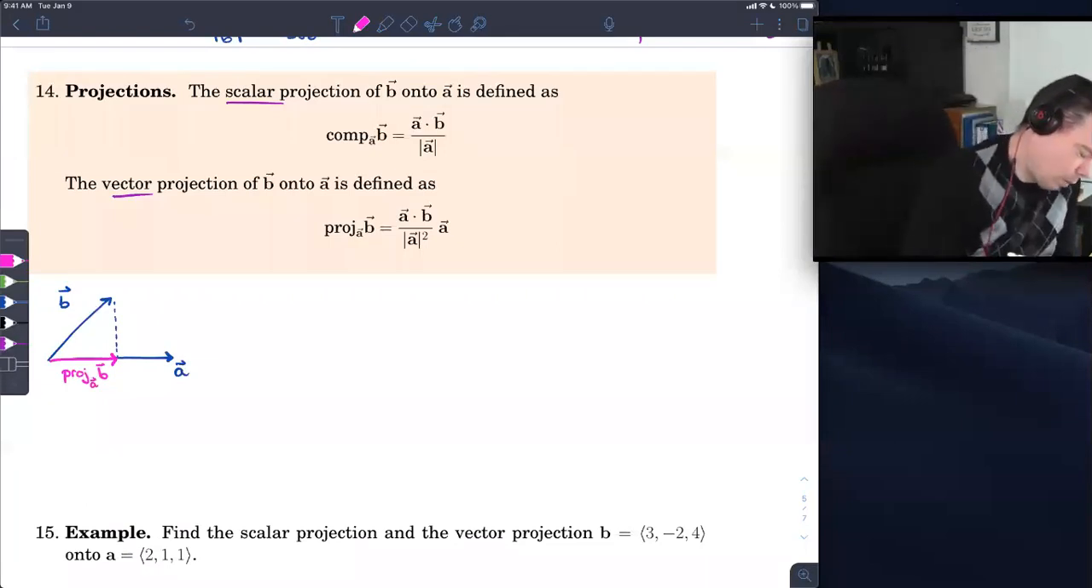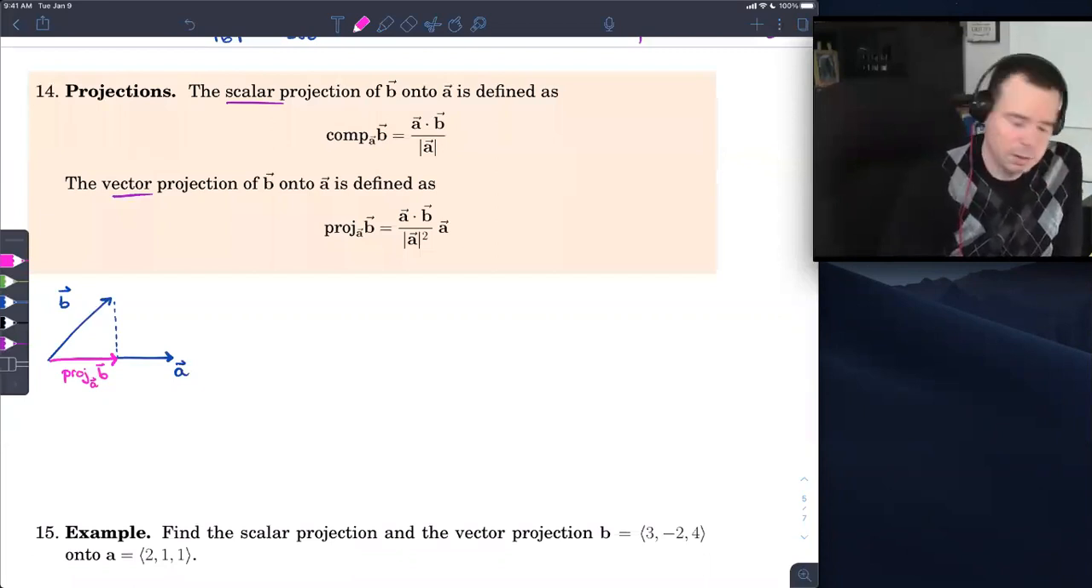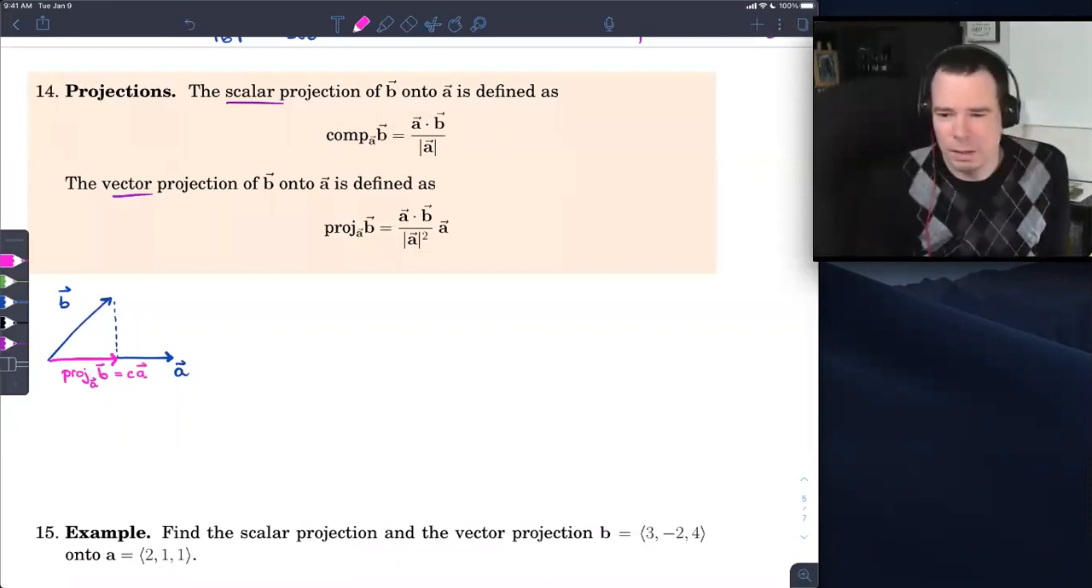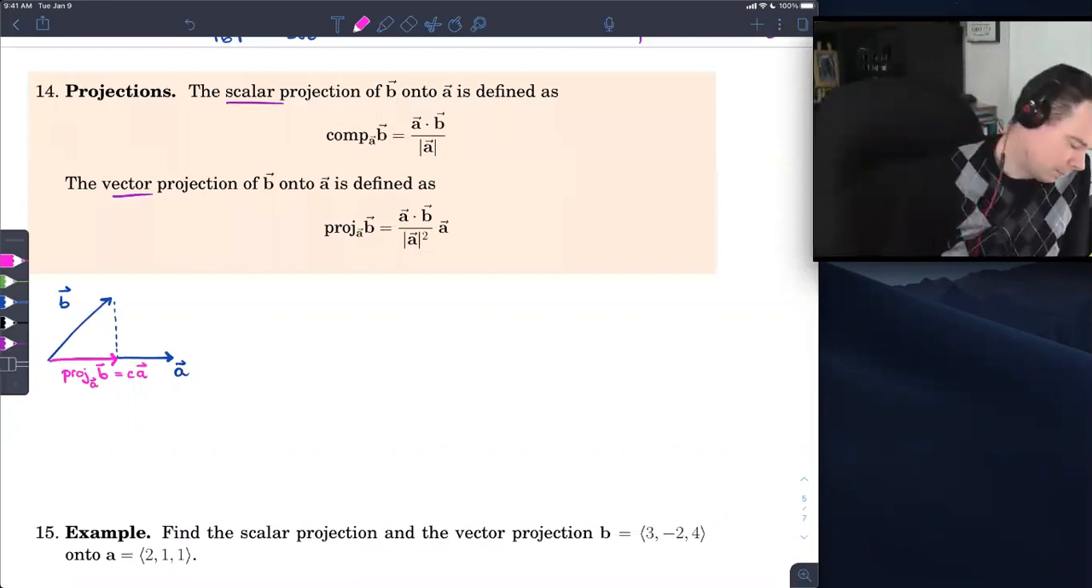Okay, so what do I want to do here? Well, I want to say that this projection of B onto A, I already know it's in the direction of A. So I know it's going to be some constant, let's say C, times the vector A. It's a scalar multiple of A, the vector A, because they are parallel to each other. They point in the same direction. And so it's going to be some positive number C times the vector A.